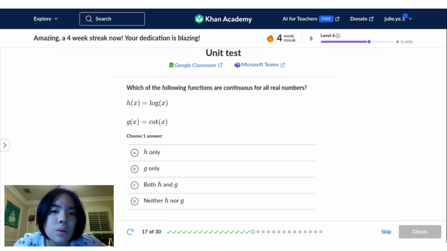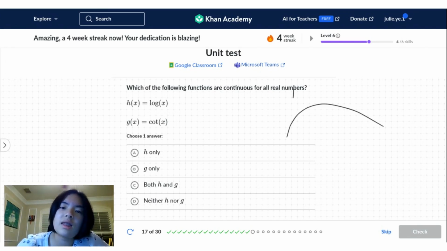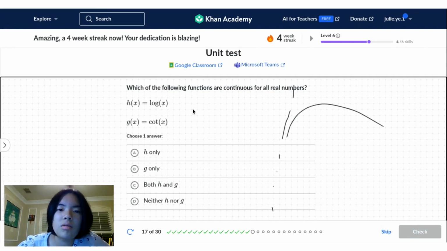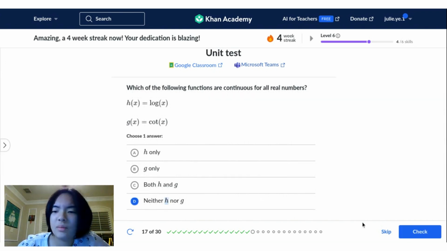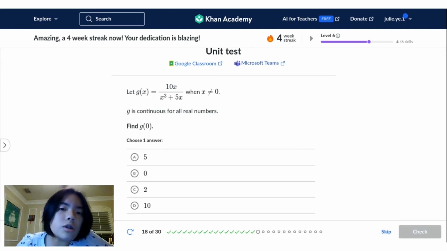Congratulations. Which of the following functions are continuous? Logarithmic? That is not continuous. I think that looks something like this, and then there's an asymptote. Cotangent, that is not continuous, is it? I forgot, but I have a gut feeling it's neither. You can Google the functions on your own.